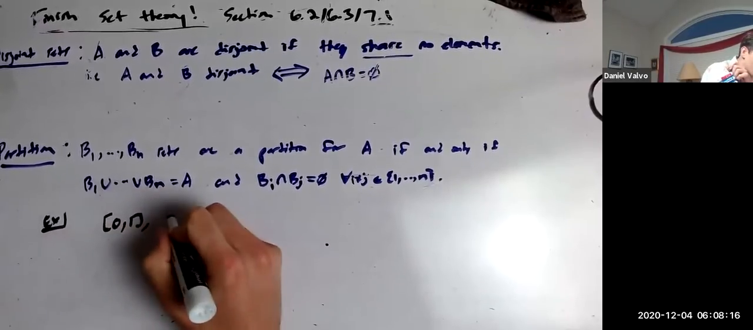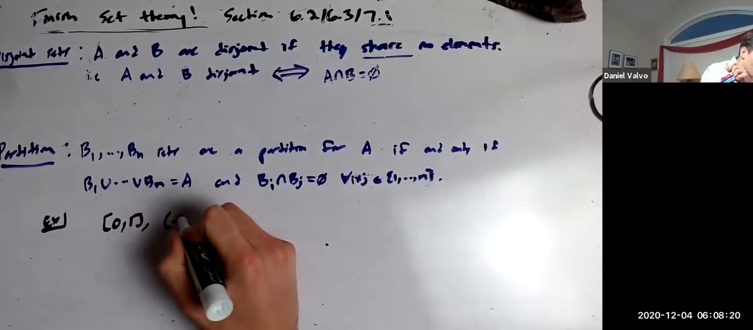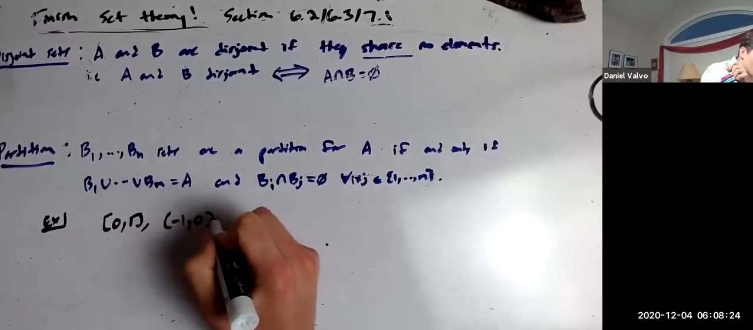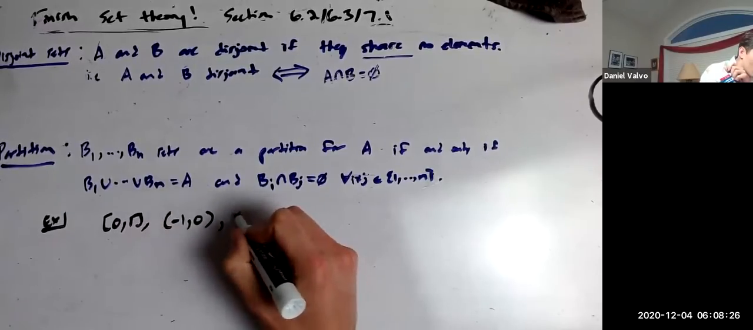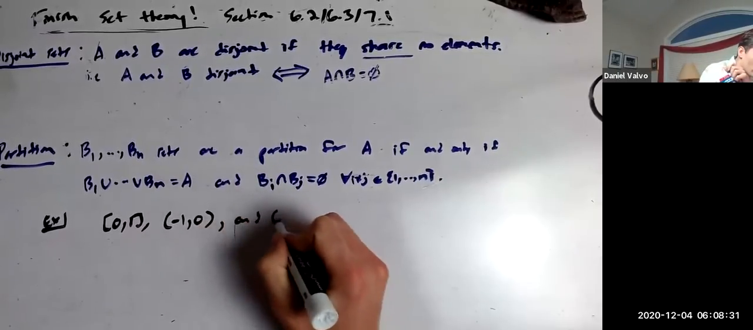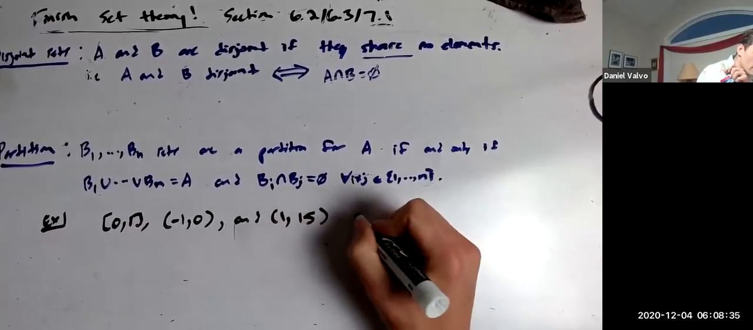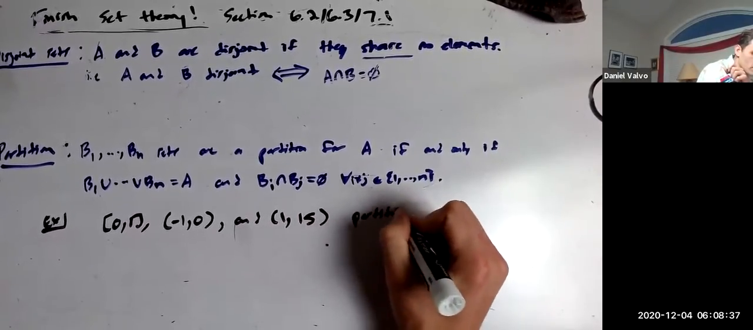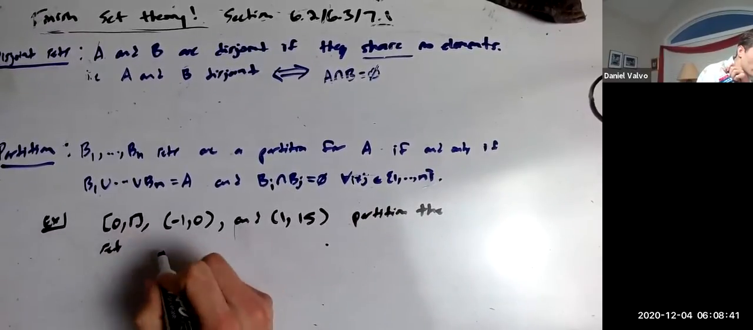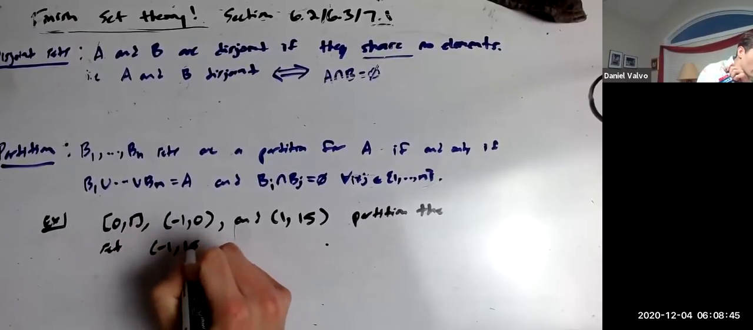So for example, 0, 1, negative 1, 0, and I'll say 1, 15, partition the set negative 1 to 15.